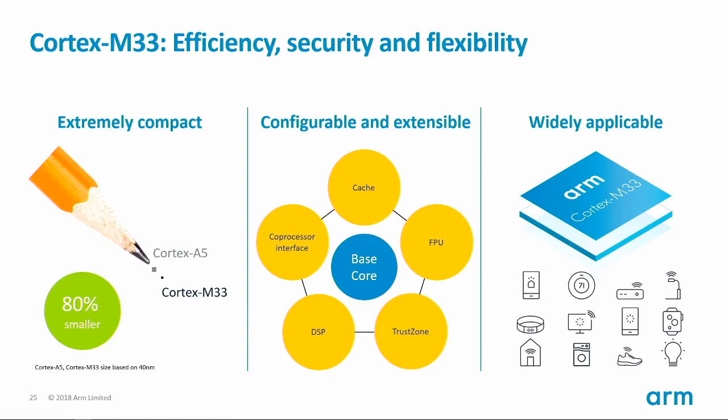It has a very small silicon footprint, 80% smaller than a Cortex-A5, making it really applicable to low-cost IoT devices. And it has all the right feature set that I have mentioned before. It has DSP capabilities, which allow you to run machine learning applications, especially inference on the device itself. And it is fully enabled with TrustZone. All the TrustZone technologies have been implemented within Cortex-M33.